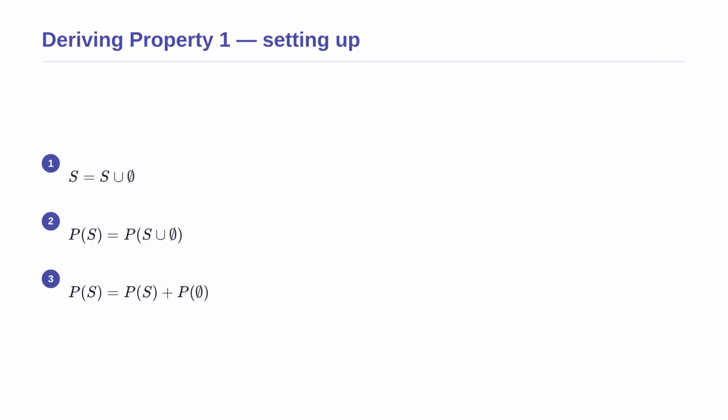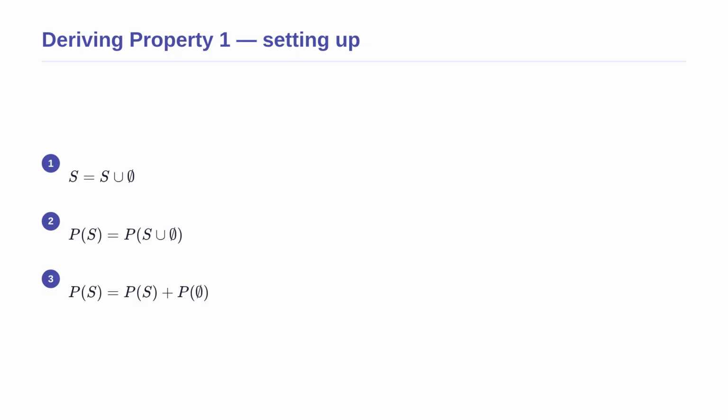Let us prove why the impossible event has a probability of 0. We start our derivation by combining the entire sample space with the empty set. Since adding absolutely nothing changes nothing, this combination just equals the sample space itself. Because the sample space and the empty set share no outcomes whatsoever, they are perfectly mutually exclusive. This is a crucial realization because it allows us to apply our third axiom.